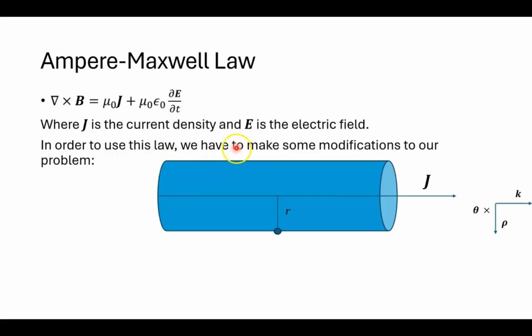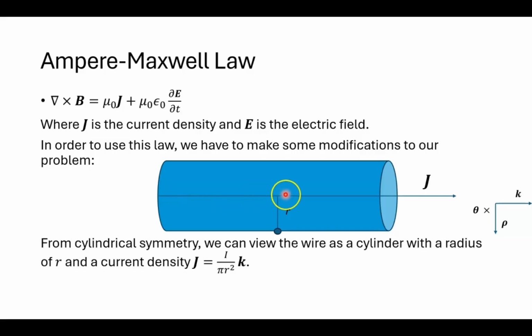But in order to use this law, we have to make some modifications to our original problem. Because if you recall, we said previously that the wire has a thickness of 0. So actually, if you calculate its current density, it will be infinite. But we don't want to deal with the infinite. So in our case, we will view it as a cylinder with a radius r. So the current density will be the original current I divided by pi r squared, which is the cross-sectional area of this cylinder. We can do it this way because this wire is infinitely long, and we can just expand it, make it thicker.